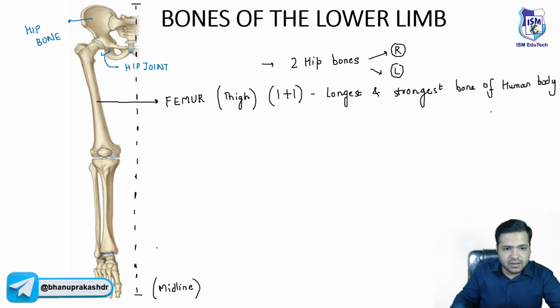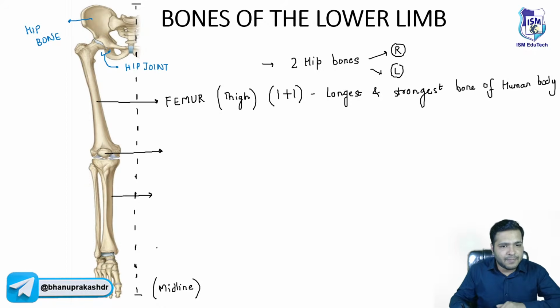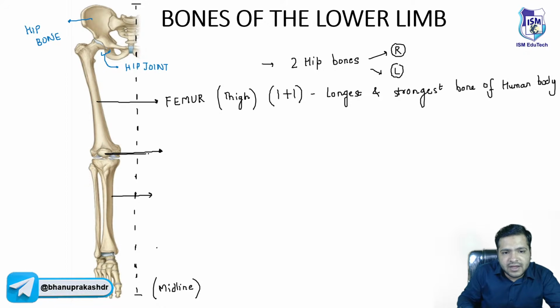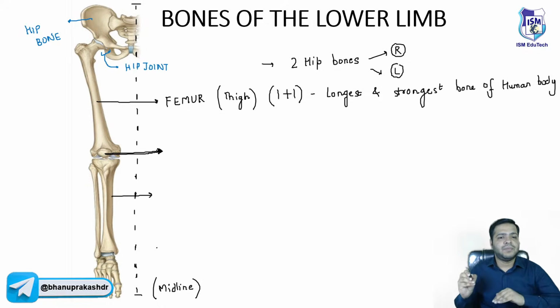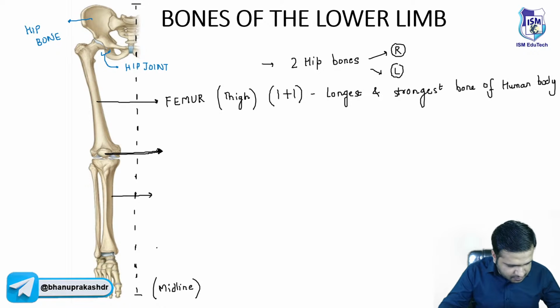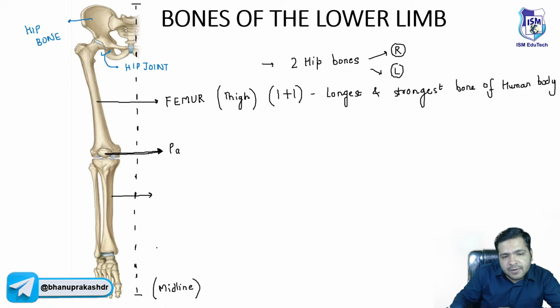Now, in the leg part, beta, we have two bones. Before the leg part, can you identify this bone? It is also called the kneecap. Which bone is this that I am highlighting, present on the lower end of the femur? Yes, Noor, very good. It is the patella. Very good, Jainam. It is the patella, present on the lower end of the femur.